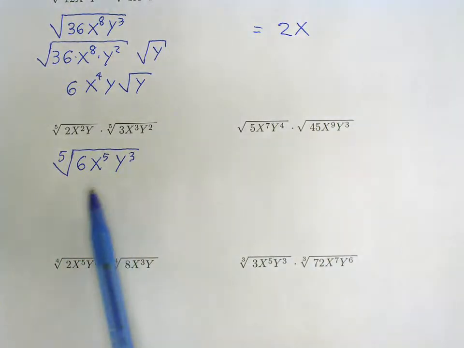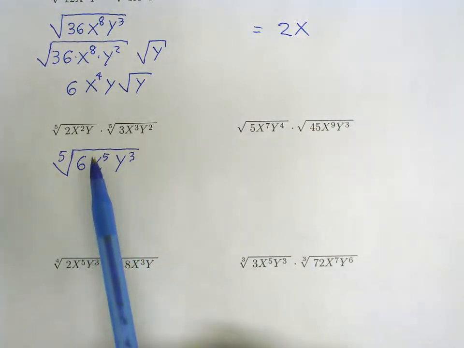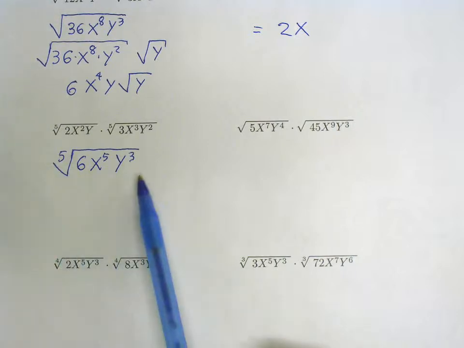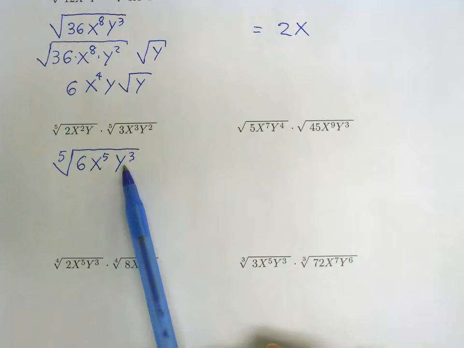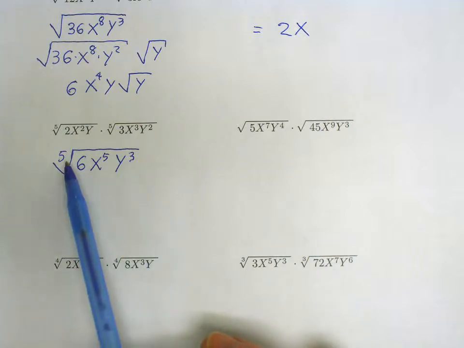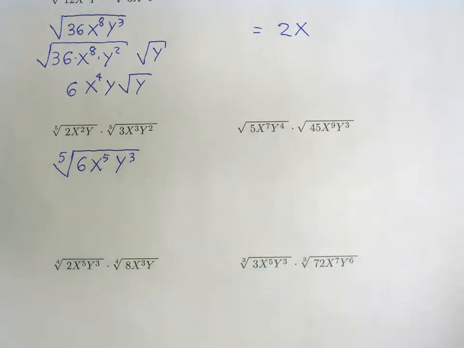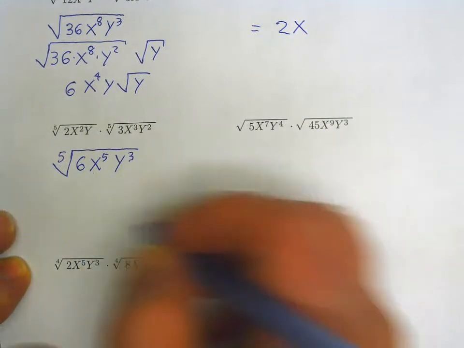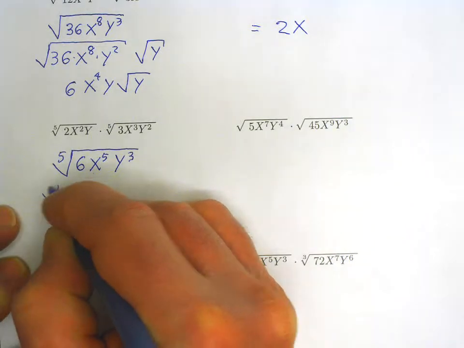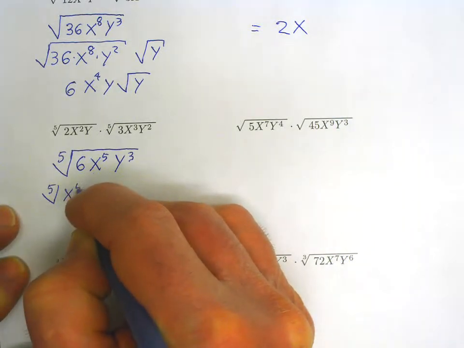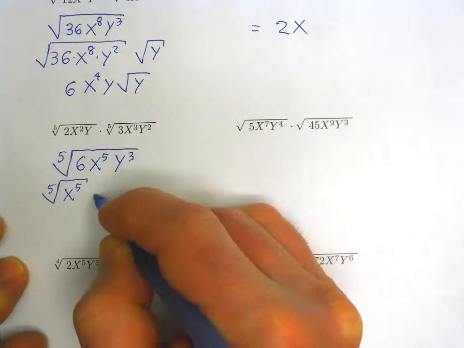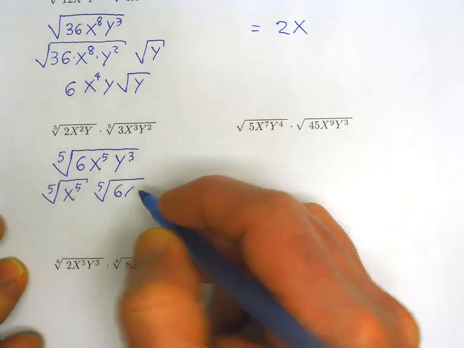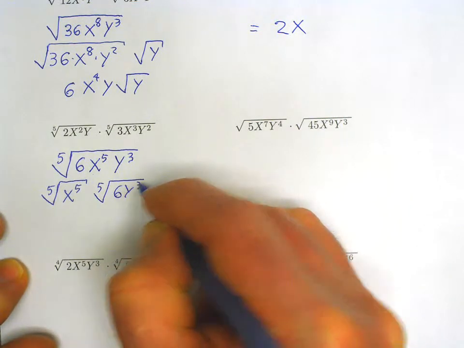And we can simplify this. We cannot simplify the 5th root of 6, nor can we simplify the 5th root of y to the 3rd, but we can simplify the 5th root of x to the 5th, because x to the 5th is a perfect 5th power. So we can rewrite this as the 5th root of x to the 5th multiplied by the 5th root of 6y to the 3rd.